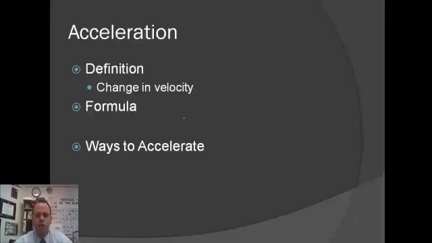or even changing direction. Remember, velocity is a vector, which means it contains both a magnitude, the speed, and a direction. So if you change the speed or change the direction, you are accelerating the object.